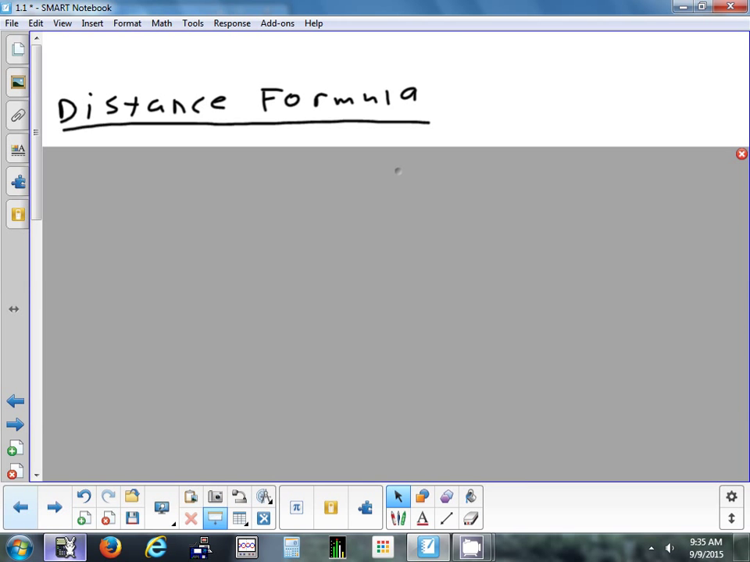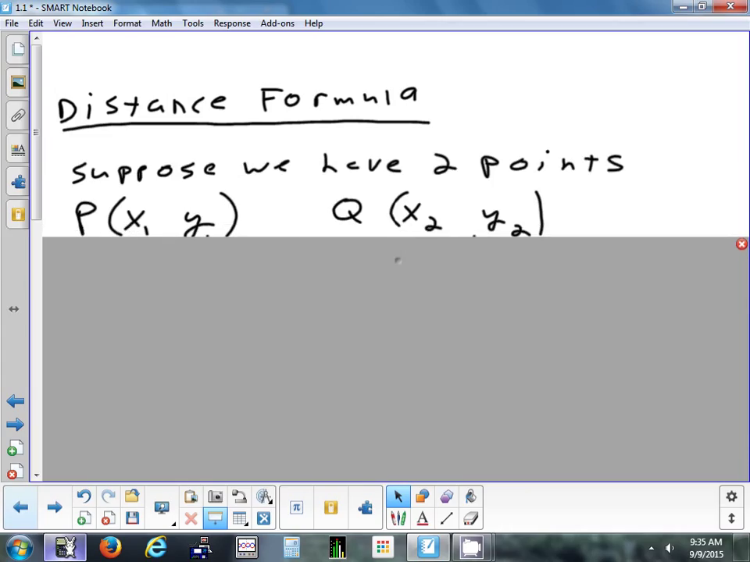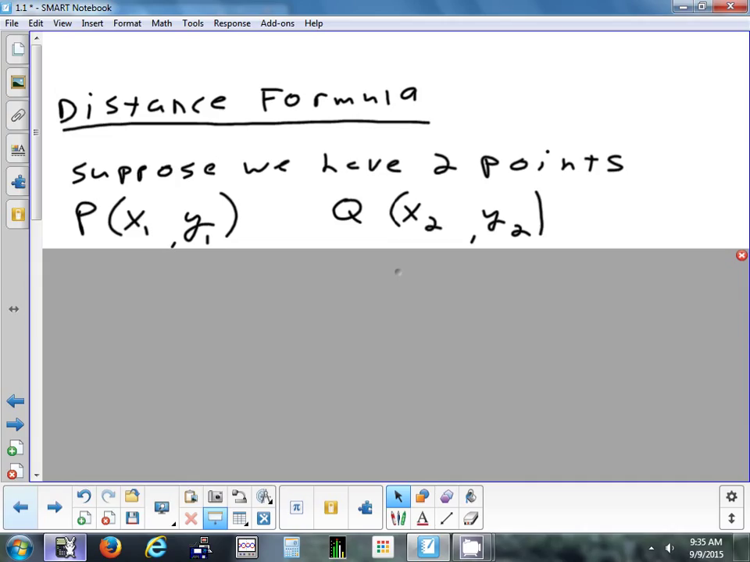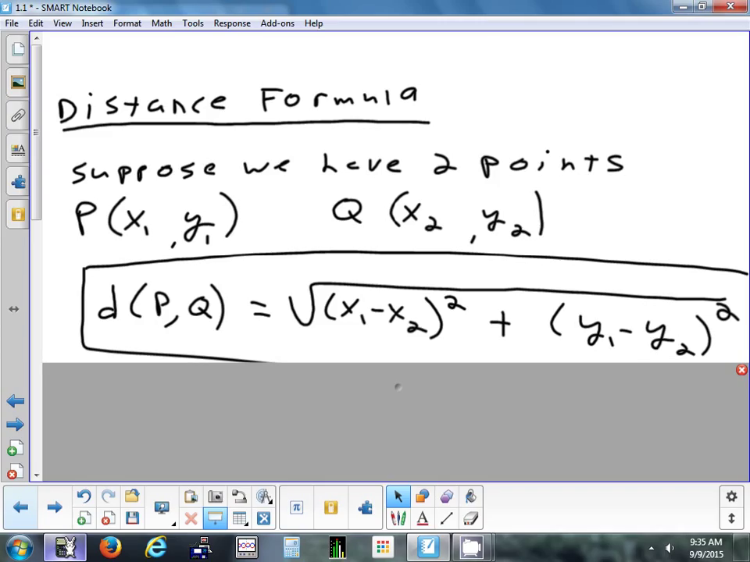And the last two things we're going to look at: distance formula and midpoint formula. Okay, so the distance formula is basically used to find out how far apart two points are. And that's your distance formula.